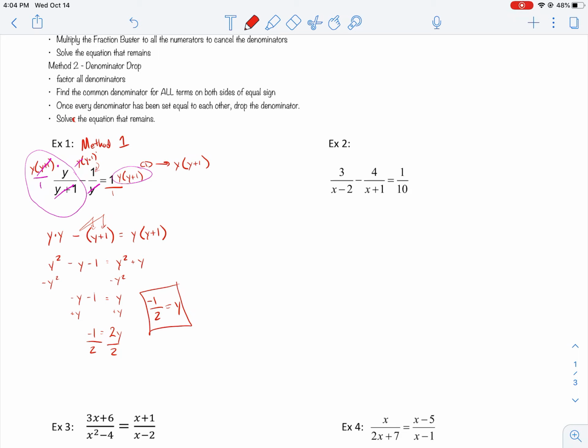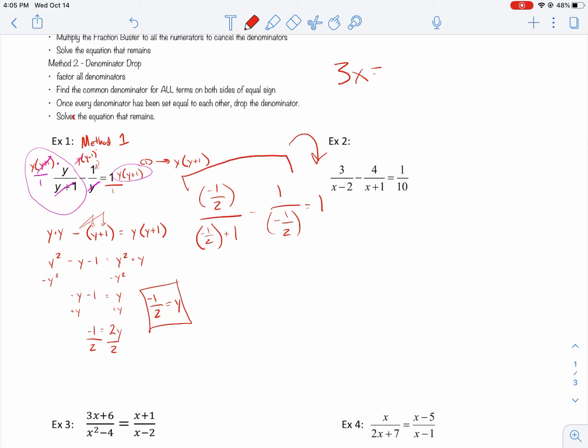And so what happens here, or if you wanted to check this theory out, is you could plug in negative 1/2 for y, and what you would see is that this side right here all equals 1. Okay, so what we did was we just found the value that makes this statement true. That's all it is when we're solving equations. It's what value makes something true, right?